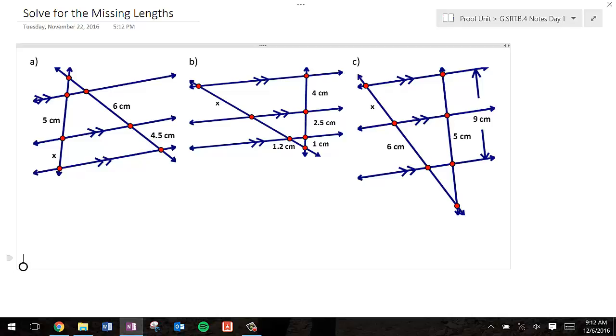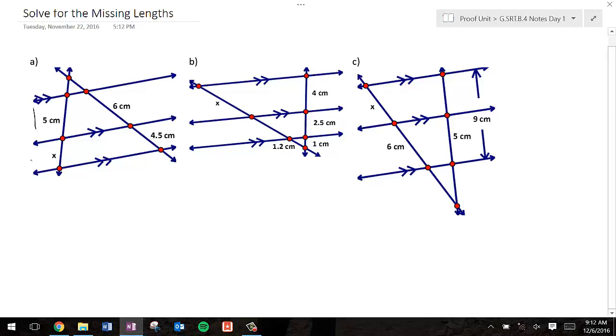So for our first one, I'm going to stick with the left side over the left side. So 5 over x is equal to my right side, 6 over 4.5. Once we have our proportion set up, we're going to cross multiply and solve. When you do that, you should have x equals 3.75.